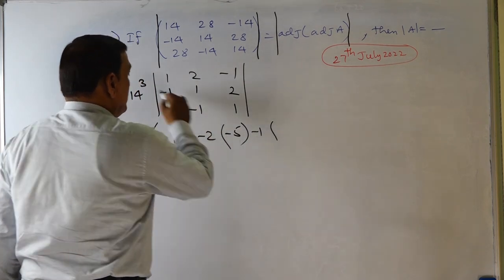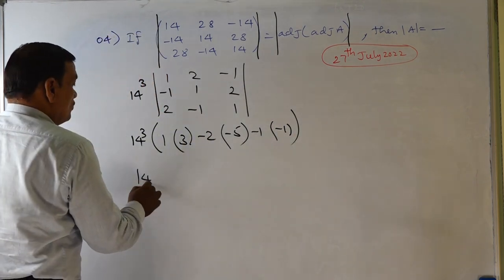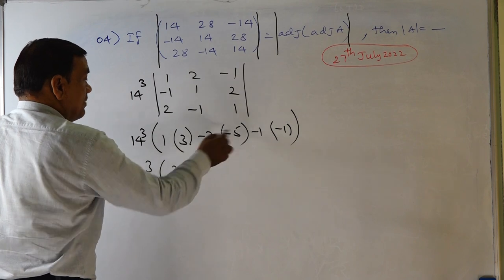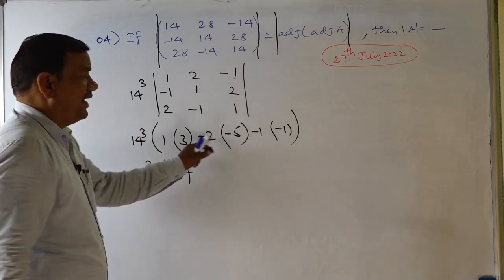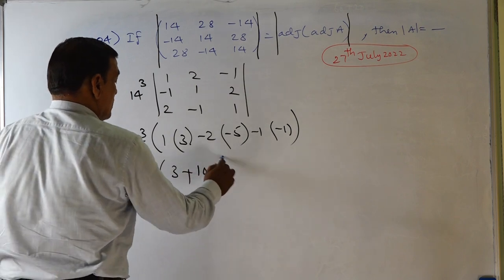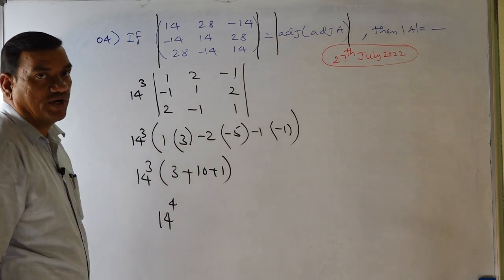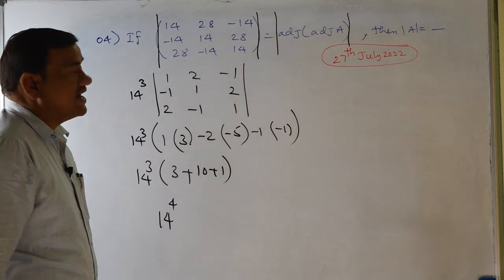So minus 1 into 1 minus 2, this is minus 1. So this is equal to 14 cube, which is equal to 3 plus minus into minus plus plus 1. So this is equal to 10 plus 1. Altogether, this is 14 power 4. 14 power 4 is the left hand side part.